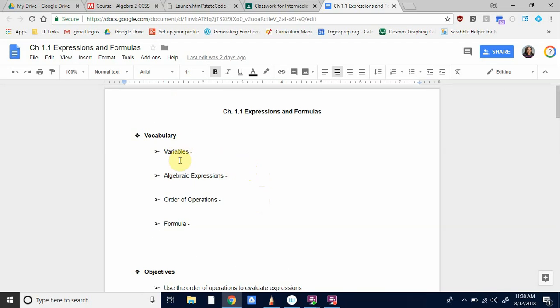So the first thing we need to look at is our vocabulary: variables, algebraic expression, order of operations, and formula. I'm really concerned about these two, algebraic expressions and order of operations. We know what a variable is. It's just a letter used to represent some number. Now, an algebraic expression is an expression that contains at least one variable, and there is no equal sign or inequality. That's really important. That's going to become important later on in a couple of sections.